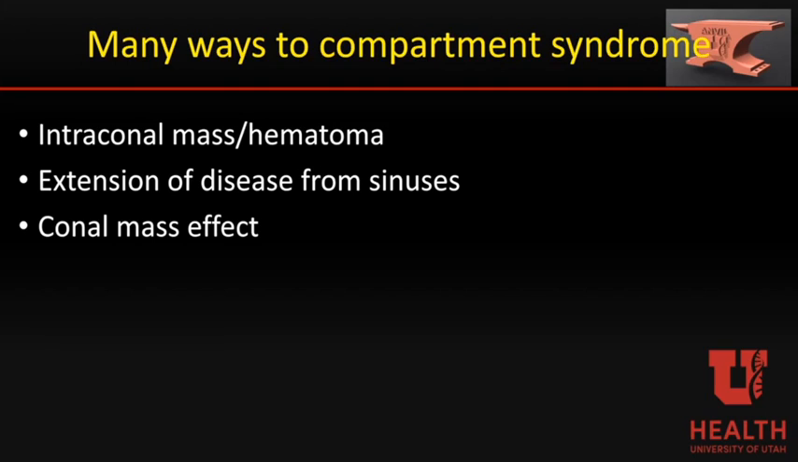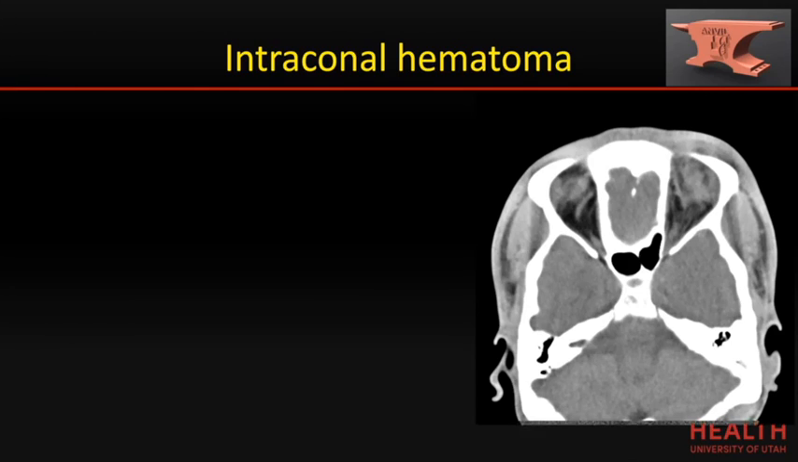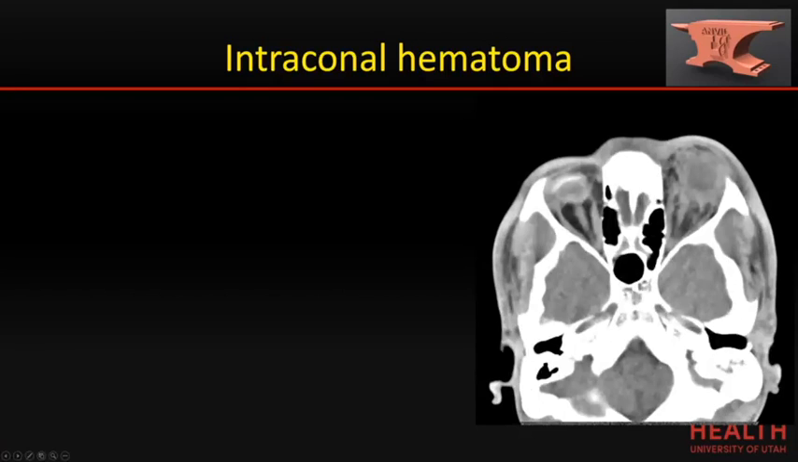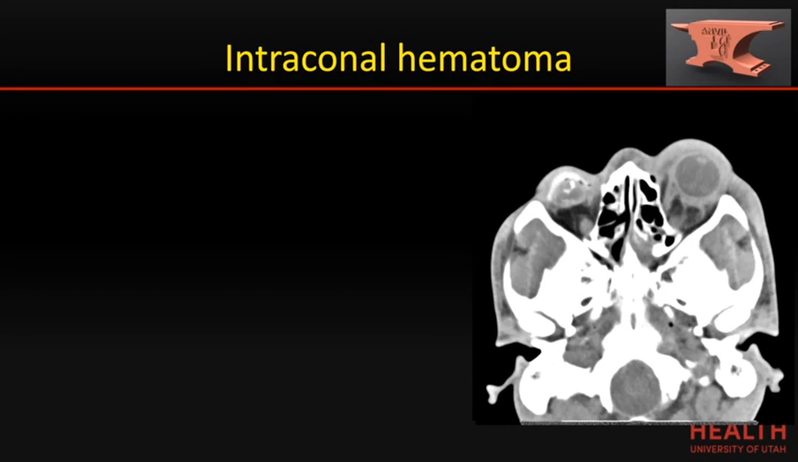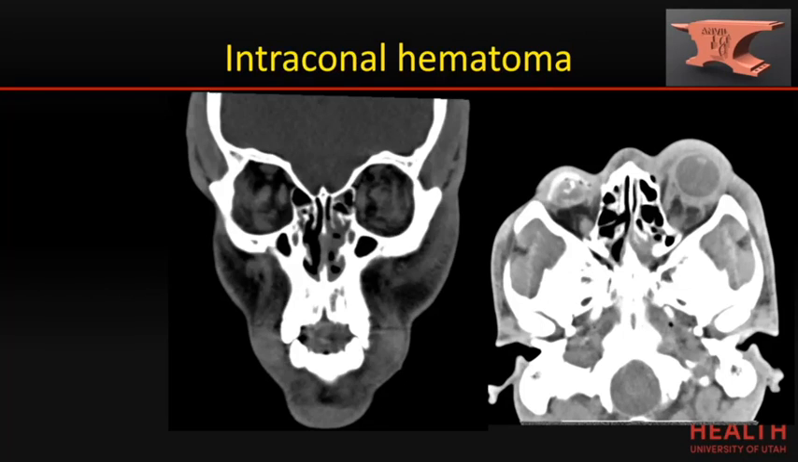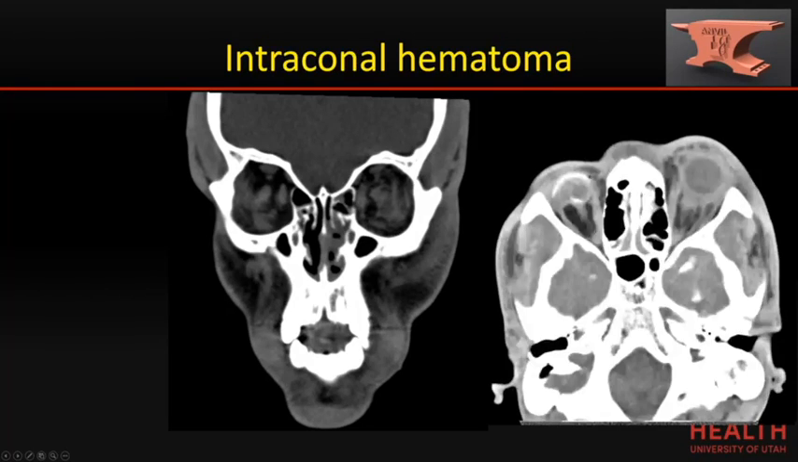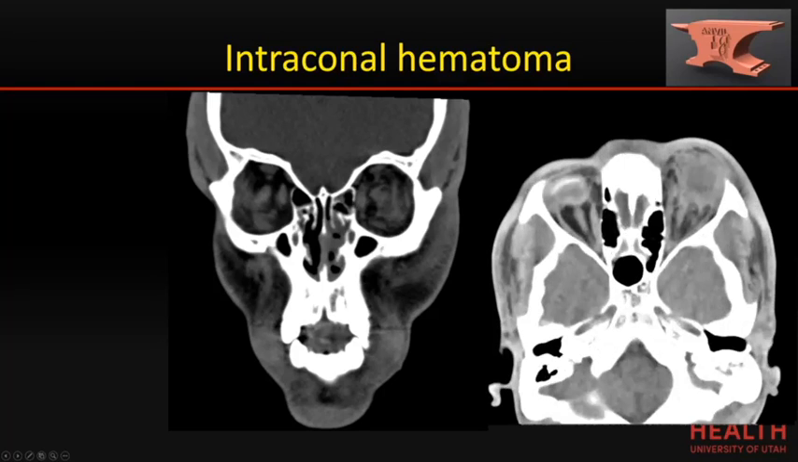But there's many ways to get to a compartment syndrome. It can be from hematoma, it can be from extension from disease from the sinuses, or it can be mass effect at the apex or the annulus of Zinn. So here we have another patient with an intraconal hematoma, and this was critically relevant because this patient had previously had an open globe injury with phthisis bulbi, and this was their one remaining eye. And you can see that orbital apex tracking, hematoma tracking back posteriorly. And this is an emergency finding that requires a phone call.